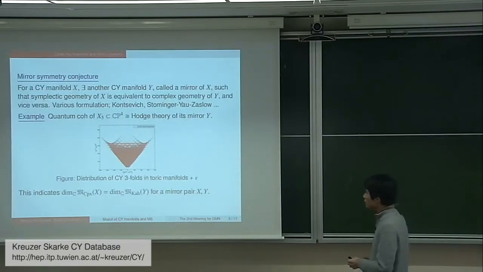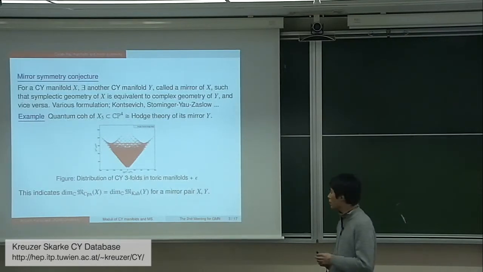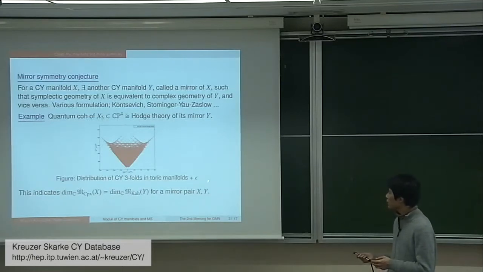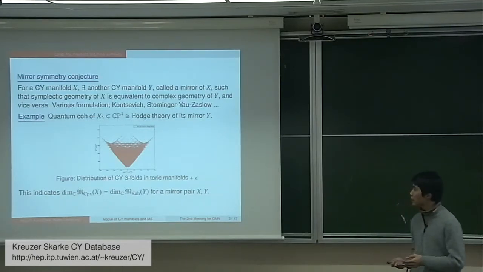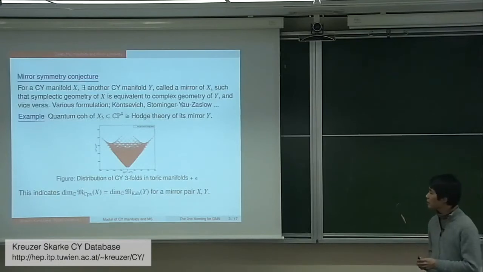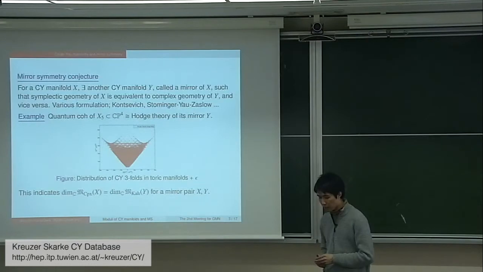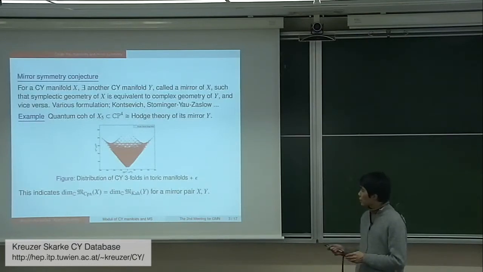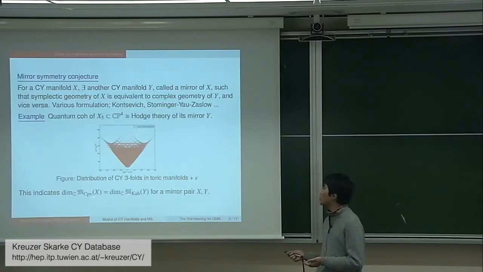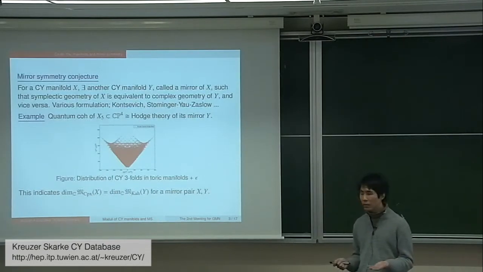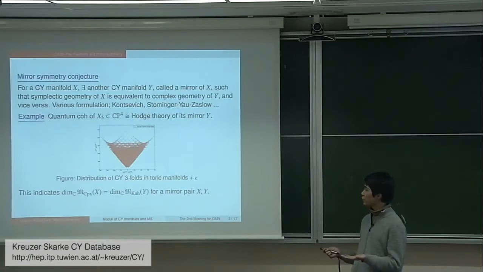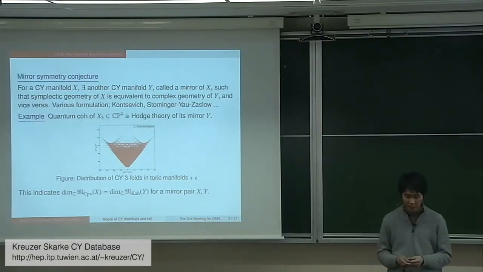And if you haven't seen mirror symmetry before, this is just a distribution of Calabi-Yau threefolds in toric manifolds and some plus alpha. And you see the striking symmetry along the vertical axis. I want to explain what the vertical axis and the horizontal axis represent, but this indicates that the dimension of the complex moduli space of X is the same as the dimension of the Kähler moduli space of Y for a mirror pair of Calabi-Yau manifolds.